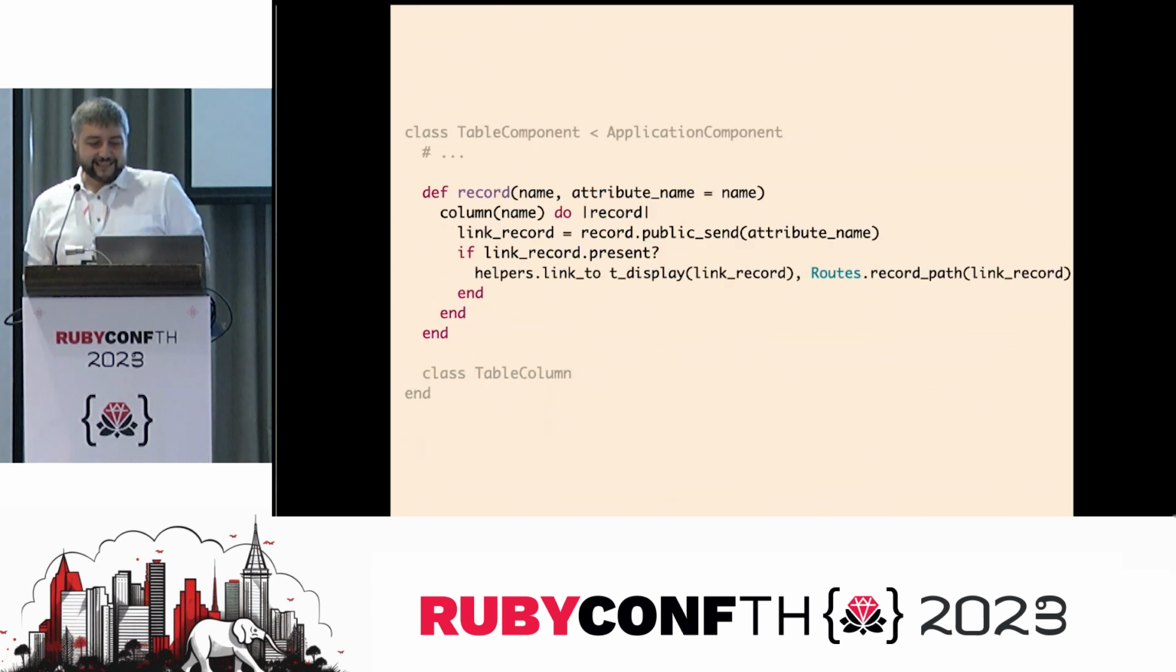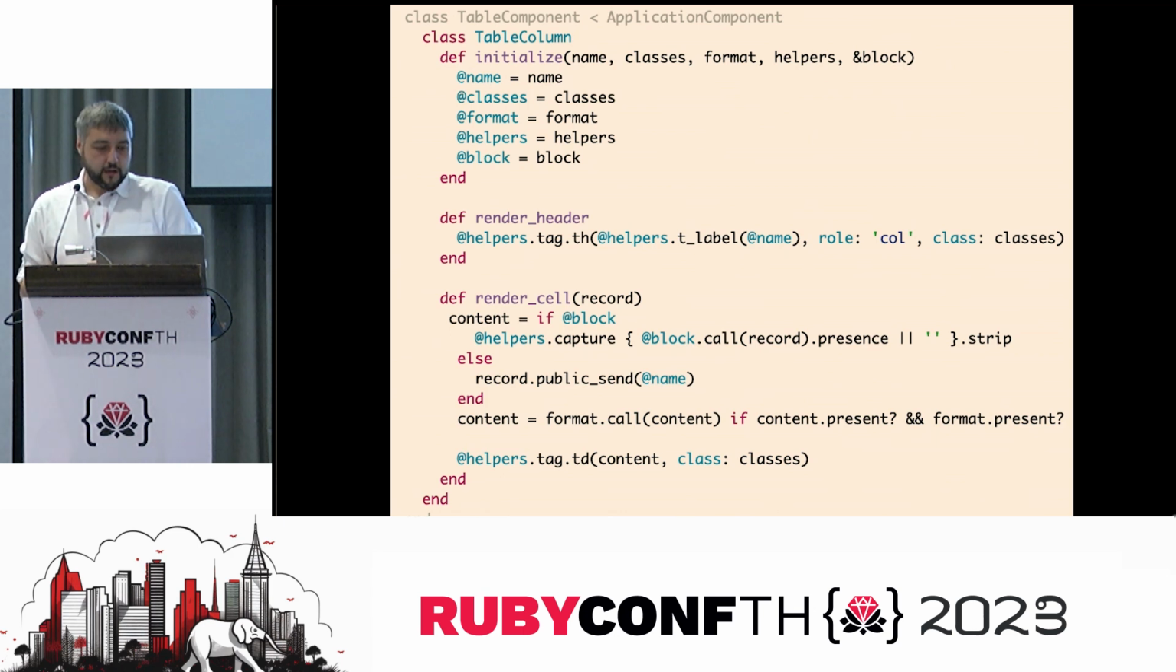A bit more complex is the record. I say one of my columns displays a record, and I'm trying to use my tDisplay function to extract from the record how it should be presented to the user. And I have a helper that shows you the link to the record. And that's kind of it. All those are the helpers. I have a couple more helpers, but those are the ones that are set up. And the table column itself is just a very simple class with two methods. One that renders the header, and the other one just renders the cell.